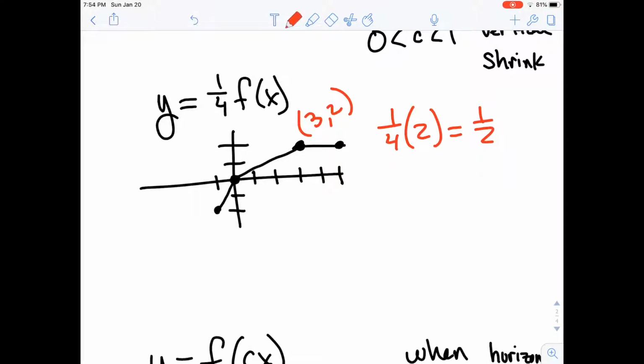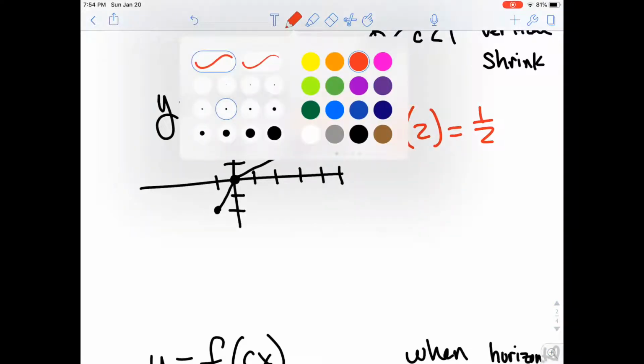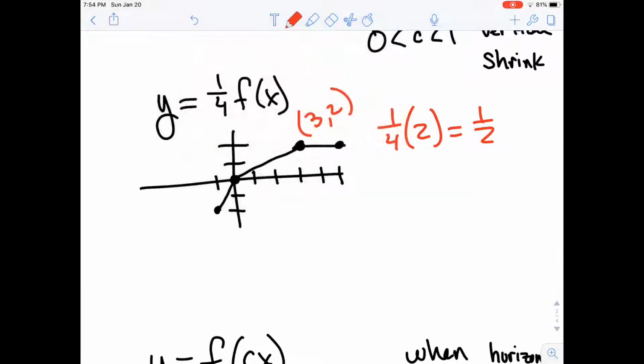In my new graph, let's keep it red. So in my new graph, 0, 0 is going to stay the same. And then 3, now 1/4 of 2 is 1/2. So if this is 1, this point went from y equals 2 to y equals 1/2, right?